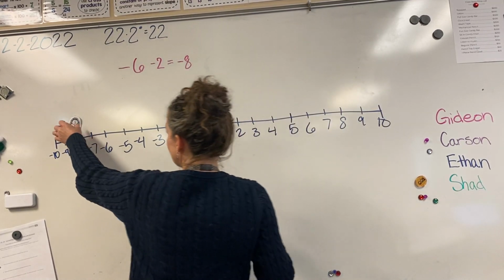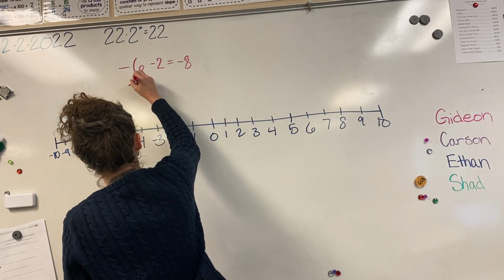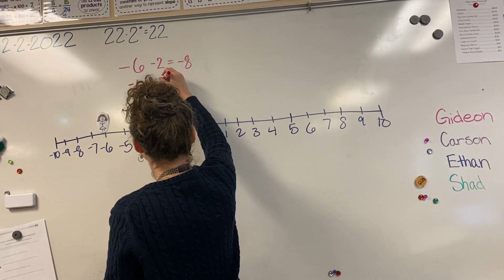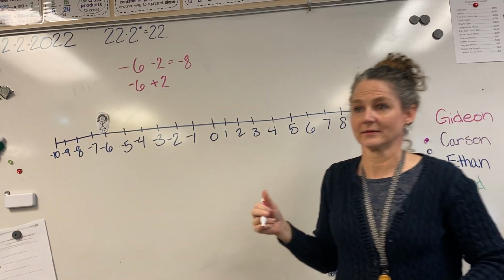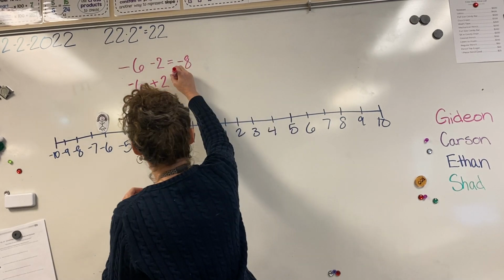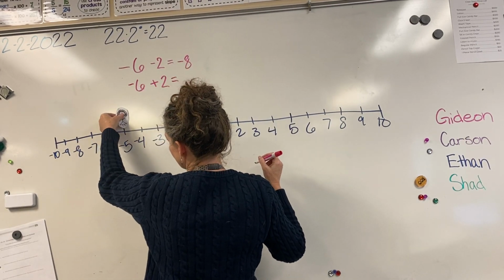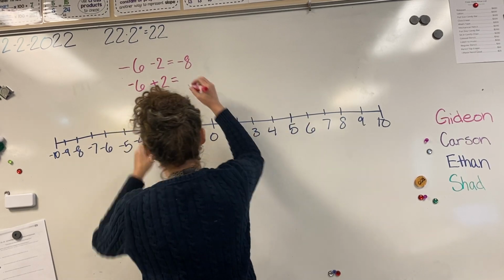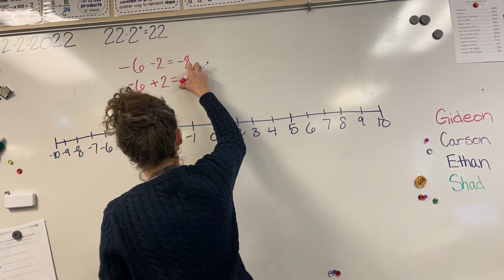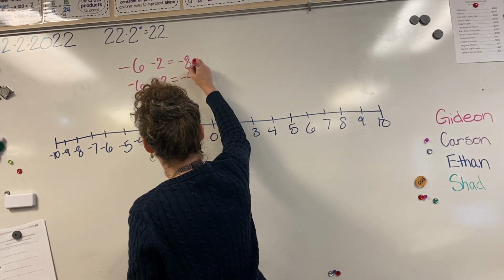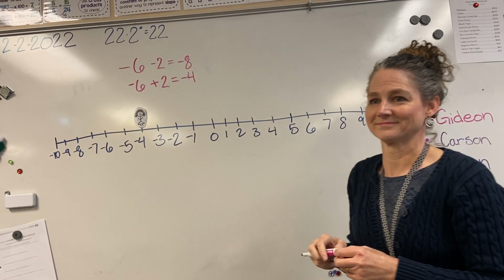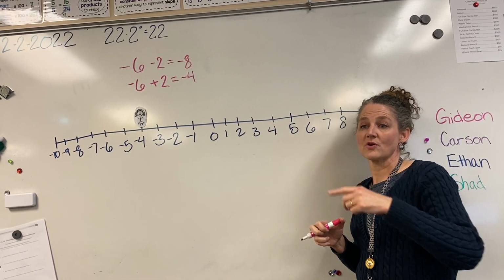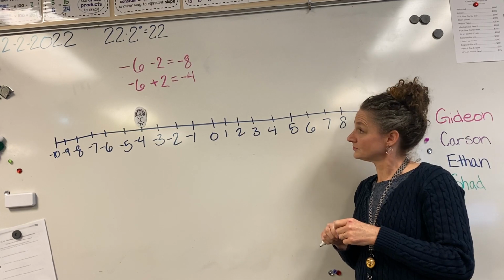Now, what if she's at negative 6, and I tell her to go positive 2? Which direction is she going to go? Right. And where's she going to end up? Negative 4. She's just going 2 to the right. And she's going to end up at what kind of 4, Braddock? Negative 4. Okay, so we're going to go over that rule in a second, okay?